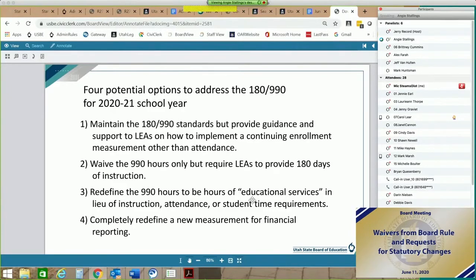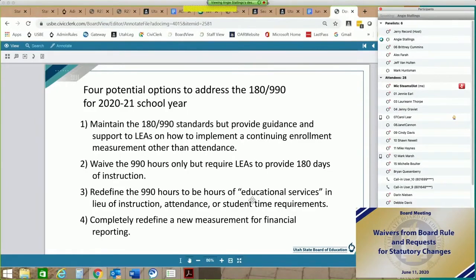But the 4 potential options that we are looking at right now for the 2021 school year would be, the first one would be just to maintain the current 180, 990 standards, but provide guidance and support to LEAs on how to implement a continuing enrollment measurement other than attendance. And that would be potentially providing a model policy, providing guidance, FAQs, et cetera. The second would be potentially waiving the 990 hours only, but requiring LEAs to continue to provide 180 days of instruction. The third would be to redefine the 990 hours to be hours of educational services in lieu of instruction, attendance, or student time requirements.